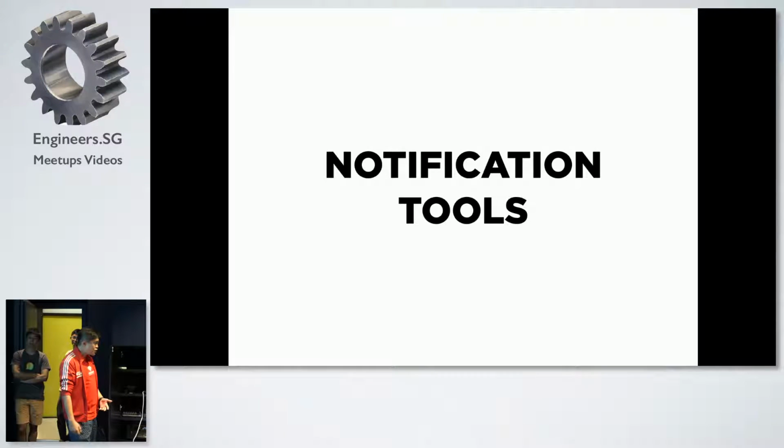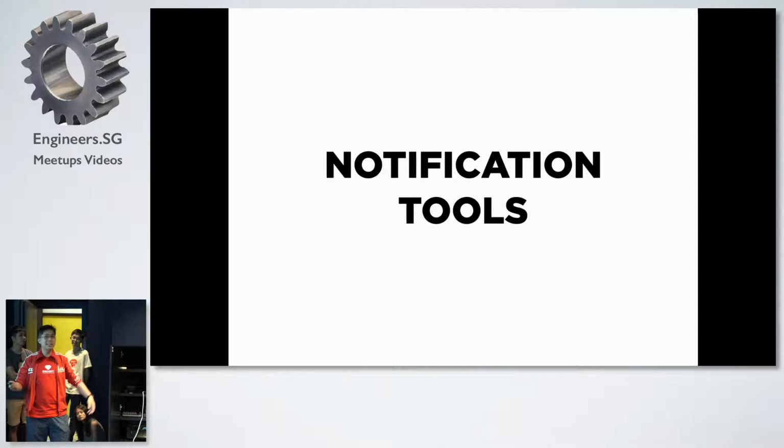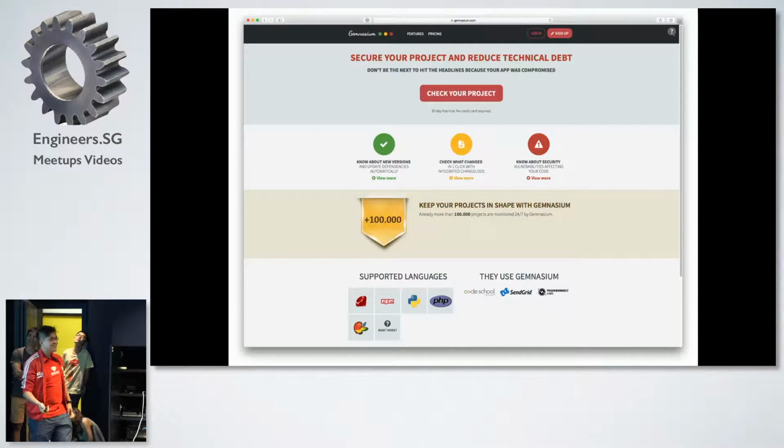So how can we do continuous updates? There are a few ways to start doing this. The first is, of course, to get acquainted with notification tools. What are the notification tools out there to help you know that your app is outdated? Anyone? What is it? Gemnasium, yes. Gemnasium. Another one? Okay, there's a newer one.